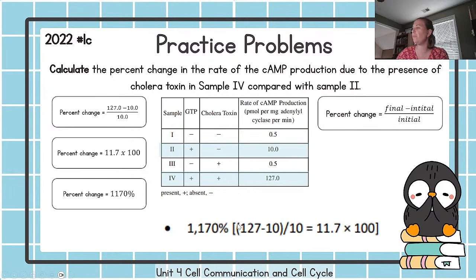So this answer should have been 1,170%. There was no other answer accepted. If you used the wrong numbers or made a math error, it doesn't matter, okay? This is the number they were looking for on the exam to get that 1 point. And again, this formula, you must know to memory. Do not forget this formula: final minus initial over initial.